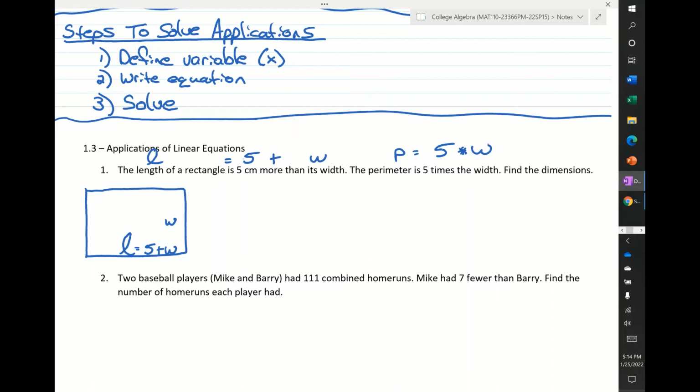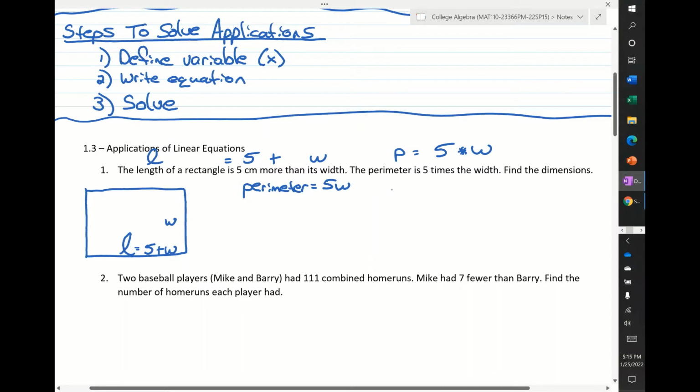Well, one of the equations we have is that the perimeter is 5 times the width. Does anyone know what the perimeter is? How do you find the perimeter of a rectangle? What would you do to get there? Yeah. All right. 2 times the length plus 2 times the width. We could also just add up all the sides, right? But I like that formula better.